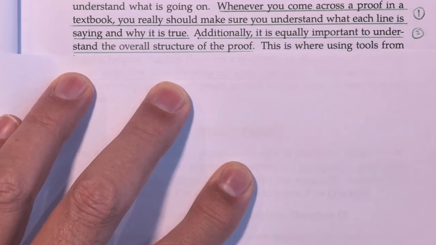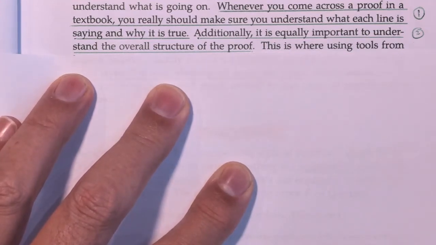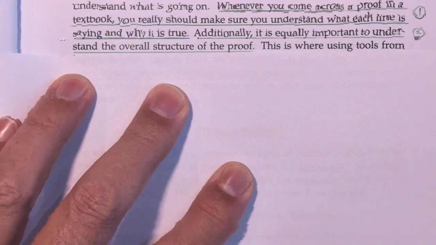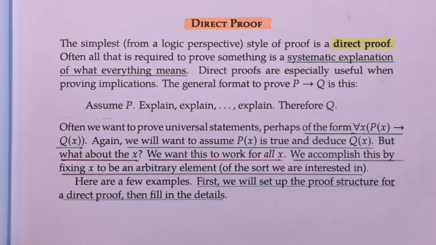Okay, we're going to look at 4 standard ways of proving. We've already considered the first one, which was a proof by contradiction. The first such proof that he refers to is a direct proof. This is the simplest style of proof that you can find from a logic perspective, obviously. Often all that is required to prove something is a systematic explanation of what everything means. So direct proofs are especially useful when proving implications.